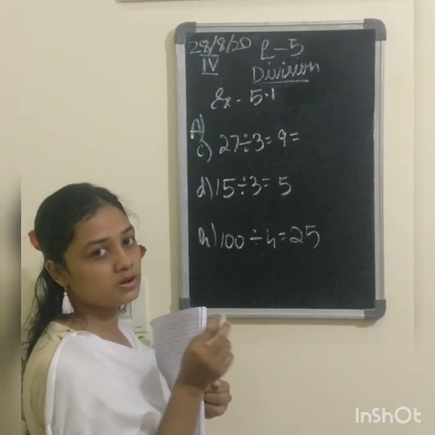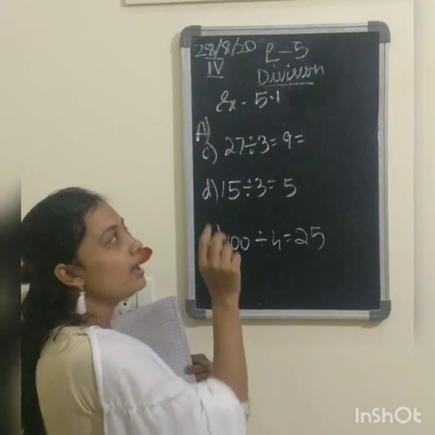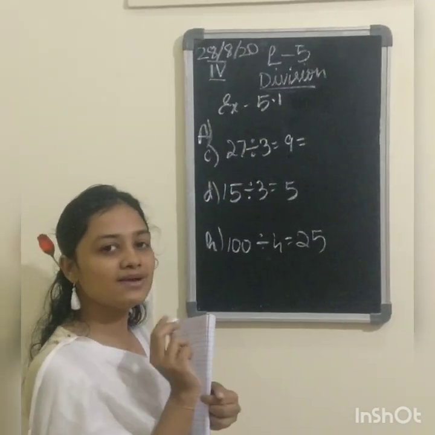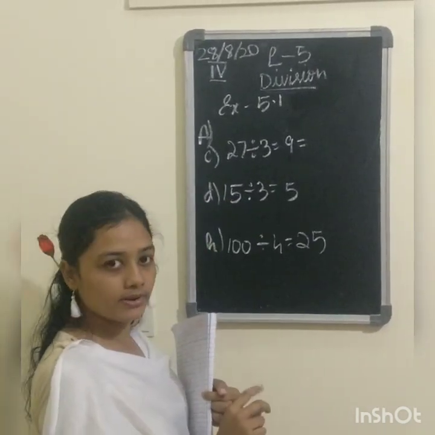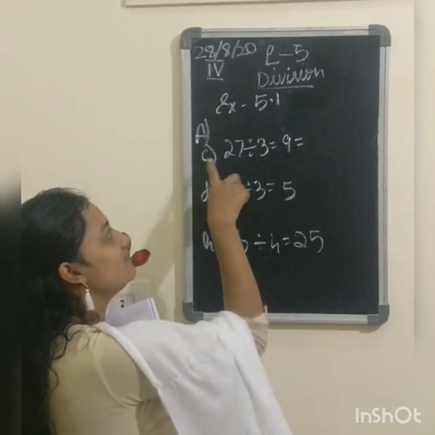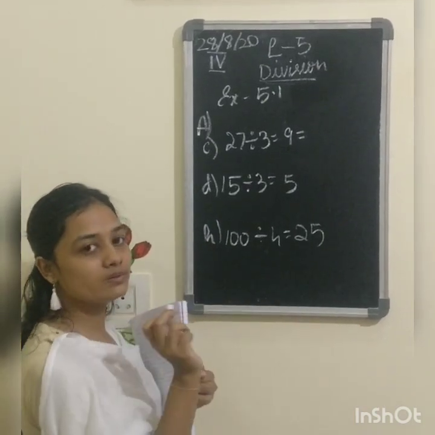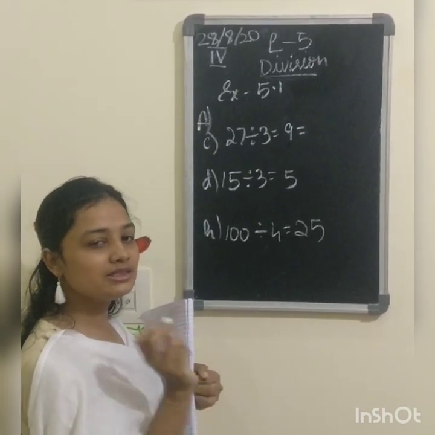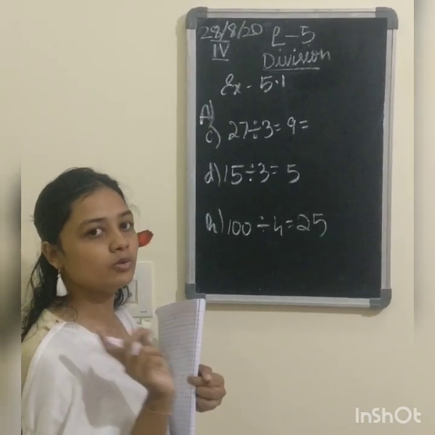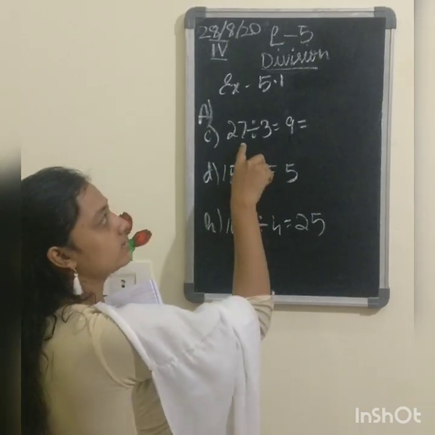Now open your textbook, exercise 5.1. In 5.1, first, they have given you division form. You have to write them in multiplication form. The C question, D question and H question, I'll be solving for you. The other 3 questions, you should solve in your textbooks. And I'm going to check it in the interactive session. So let us do it.